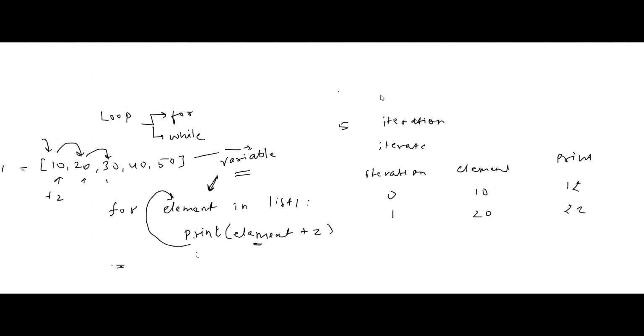You are printing 20 plus 2. The flow of control again goes back to the loop. Now Python moves on to the next element inside the list. Element is now taking the value 30. In my next iteration, the element value becomes 30 and you are printing 32, and so on. So basically you will be able to iterate through all the elements present inside your list.